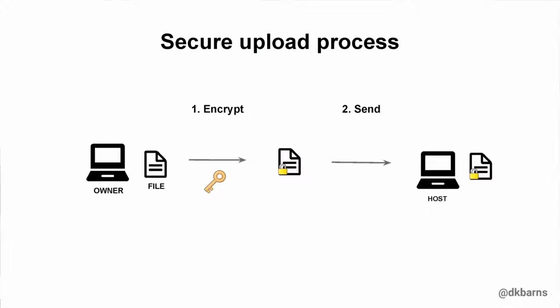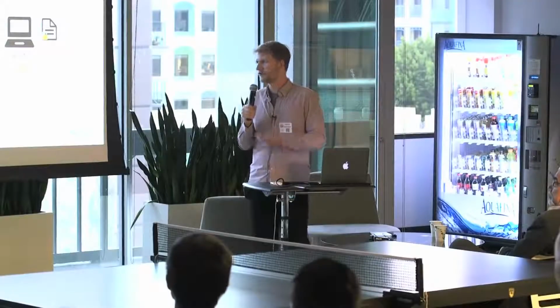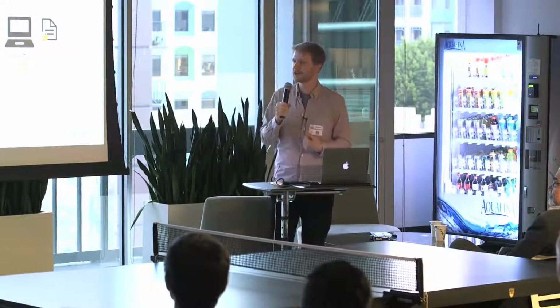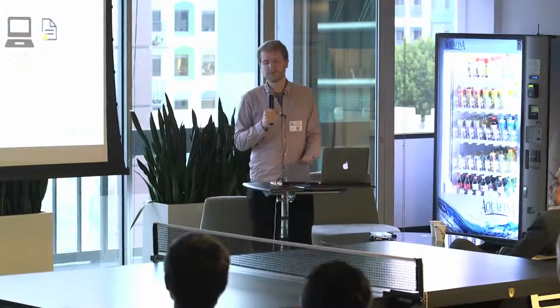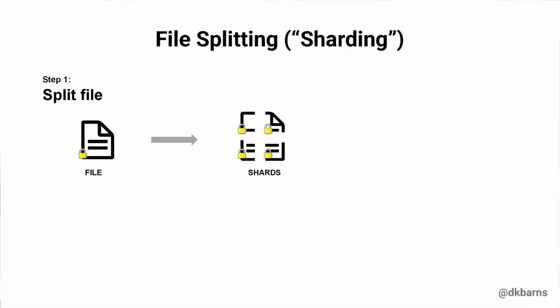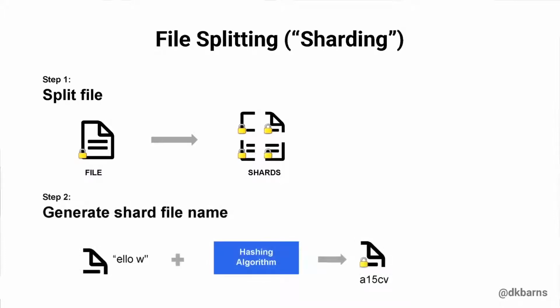Next, we want to think about extra failure, right? Because it's kind of risky to give files to random strangers. So what if a host actually gets access to our key? How do we respond to that potential eventuality? Well, file sharding is going to be our answer to that. First, it starts off by splitting up a file into smaller pieces, and then we give each piece a unique name based on the hash of the contents of that shard.